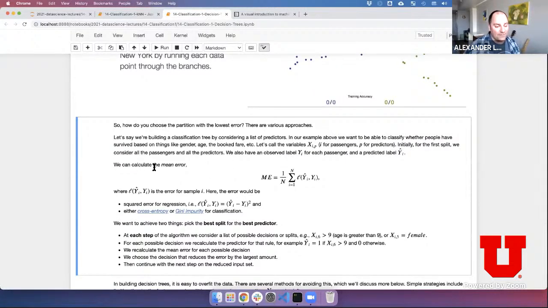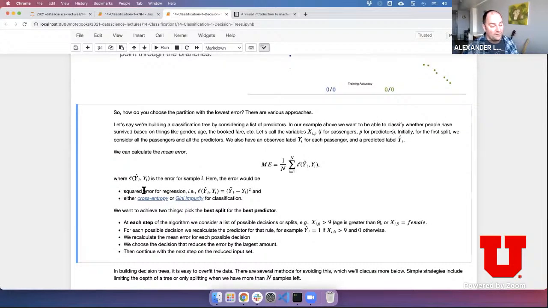And we can calculate the mean error by simply doing the sum over all of the elements of L, which is our error function here, of y hat and y. The error function could be something like squared error for regression, or we could use something like cross entropy or the Gini impurity for classification. If you're interested in these, I would urge you to look them up individually. But essentially, we need some kind of error function to determine that.